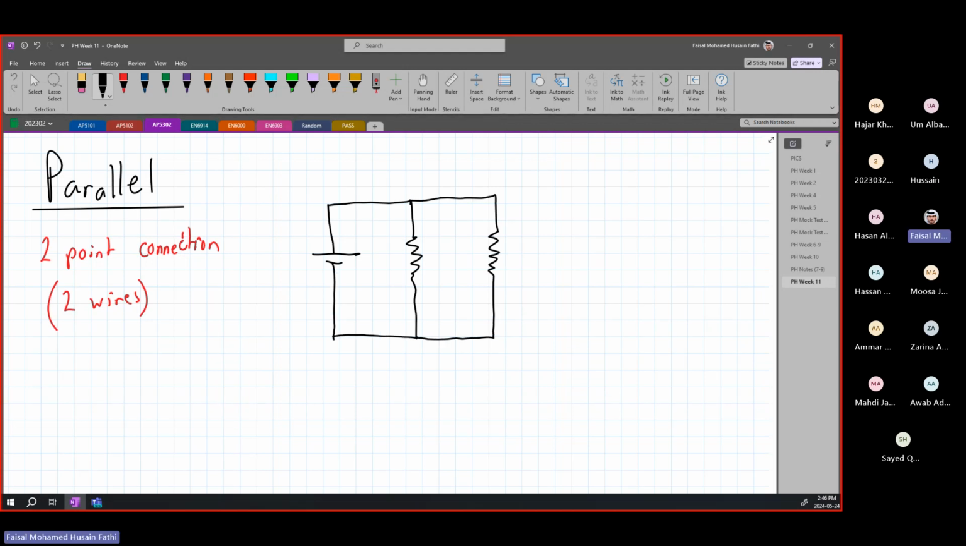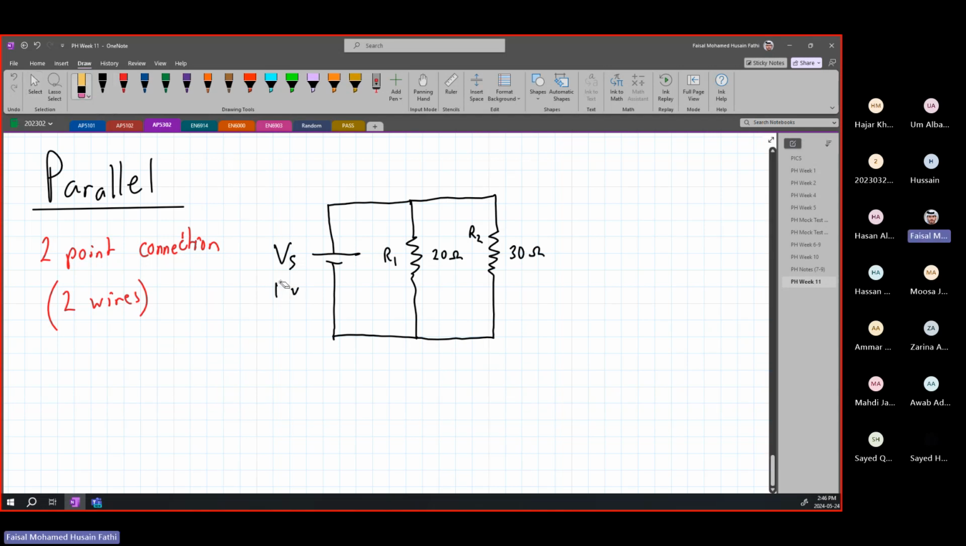Okay, so this is our voltage source VS. Let's say it is 10 volts. This is our 20 ohm resistor. Okay, we'll call it R1. And this is R2, which is, let's say 30 ohms. Let's keep the same numbers here. Okay, instead of 10, let's keep this 15. So we can be consistent with the numbers.